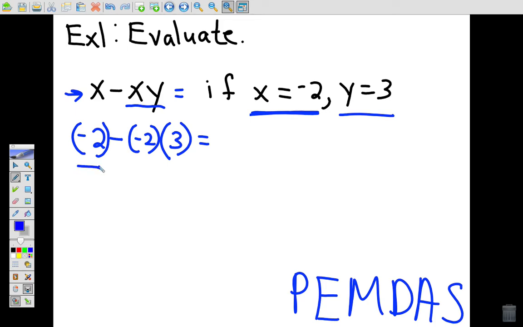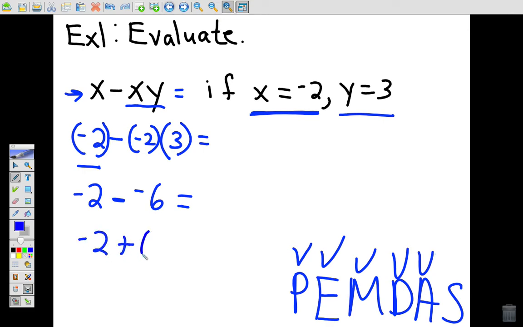Now down below, I got to use PEMDAS. Now there are no parentheses to do work inside of. There are no exponents, but I do have multiplication. So I have to do that multiplication first. So I have a -2 minus, what's a -2 times 3? -6. Now I don't have any division. I do not have any addition. I kind of do though, because if I take, what's a minus minus become? -2 plus 6. So really that is addition. And now I add those, and I get 4.